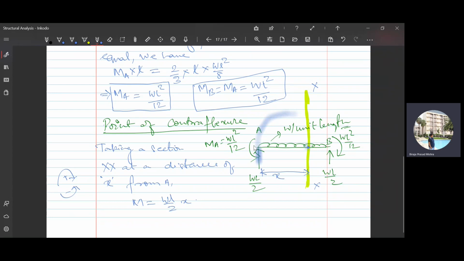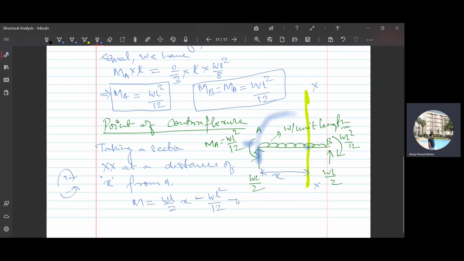Okay, now what about this one? What about this free bending moment, the fixed bending moment, MA? We create anti-clockwise. So for that, can I write it as minus WL by 2, sorry, not minus WL by 2, minus WL square by 12.